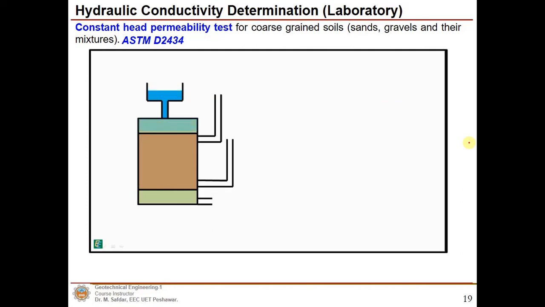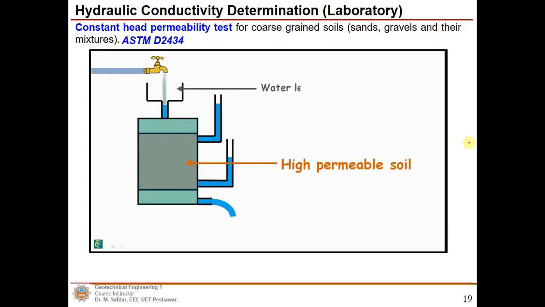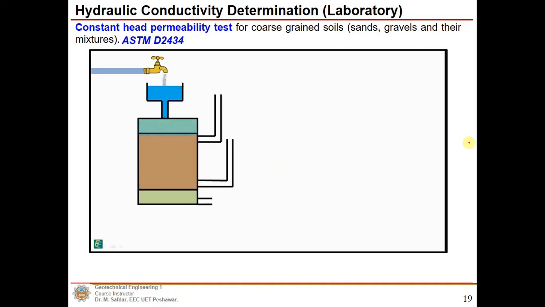When water flows through the soil, the water level in the reservoir tends to decrease fast because the soil we took is highly permeable, so a high amount of water will flow through it. But with the proper arrangement, the water level in the reservoir must be kept constant. Before beginning the experiment, we first let the soil sample get fully saturated. And even after that, we allow the water to flow out for some time so that a steady flow can be attained.